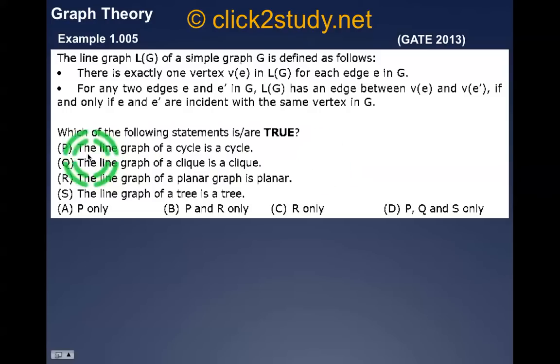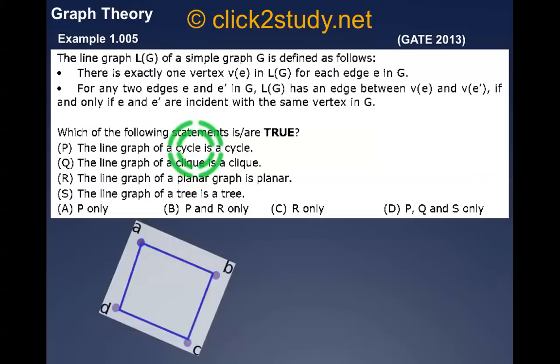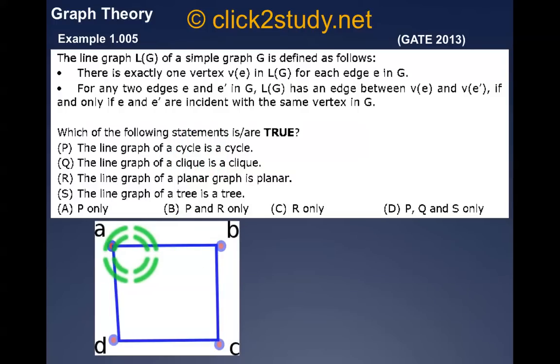Okay, so let's look at the statement P. The statement P is the line graph of a cycle is a cycle. What does this mean? I give you a cycle and I ask you to find or create the line graph of that cycle. And the statement P says that the line graph of that cycle is also a cycle. So let's try to see what happens when we create the line graph of this graph G, which is a cycle of 4 vertices. Alright, this is a cycle.